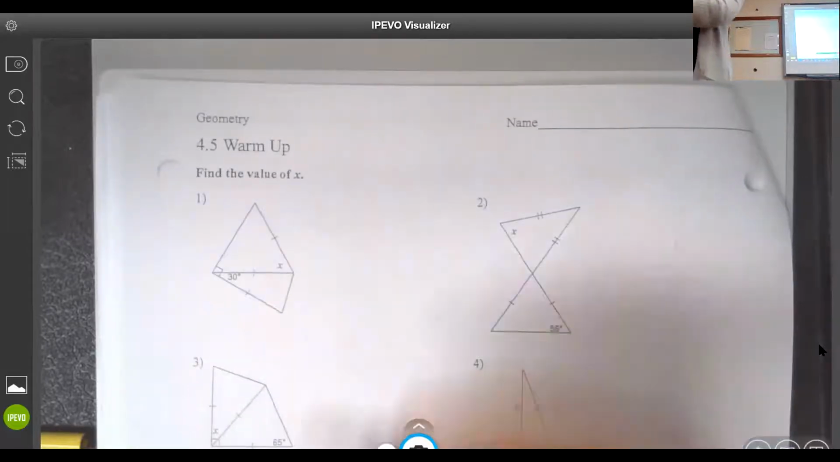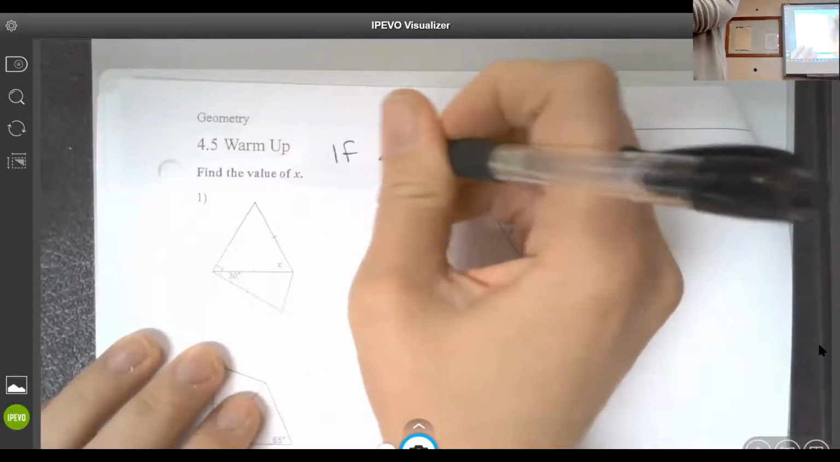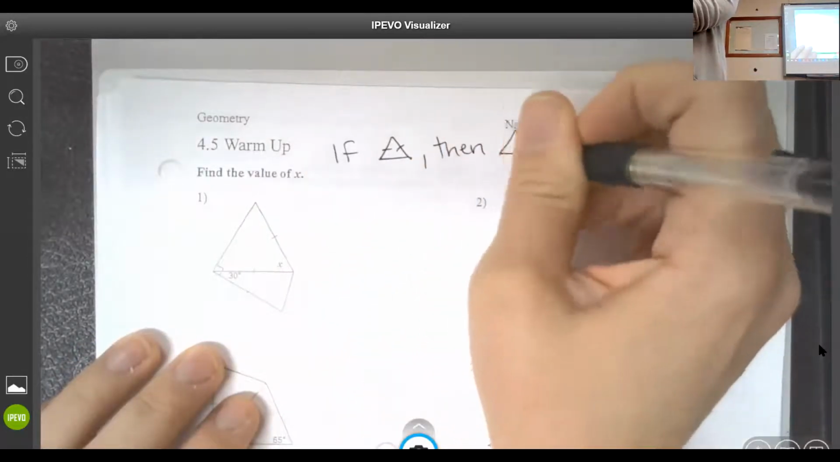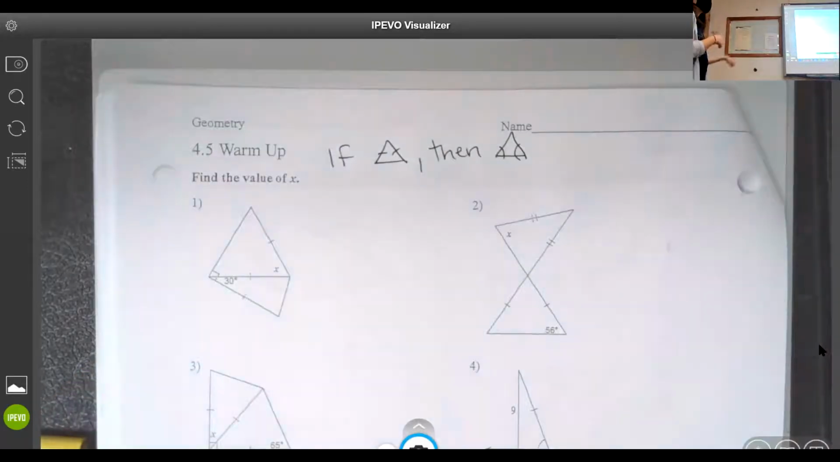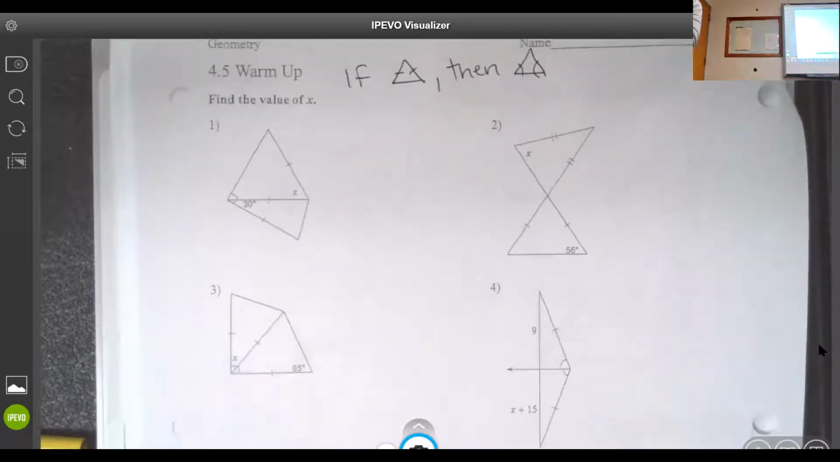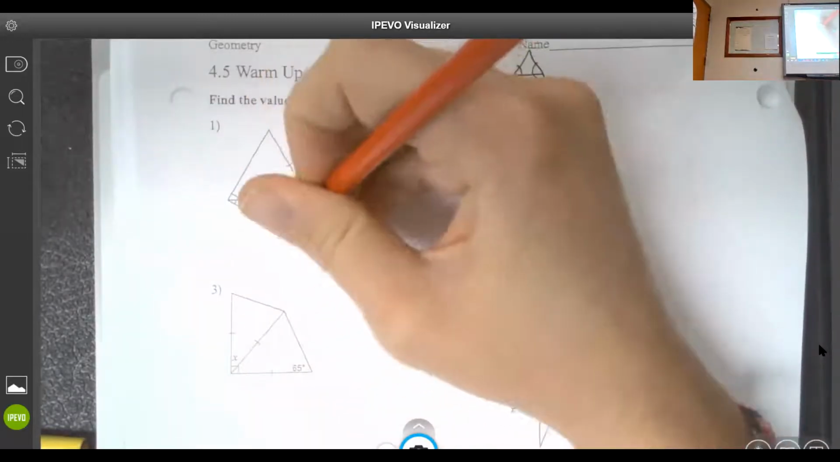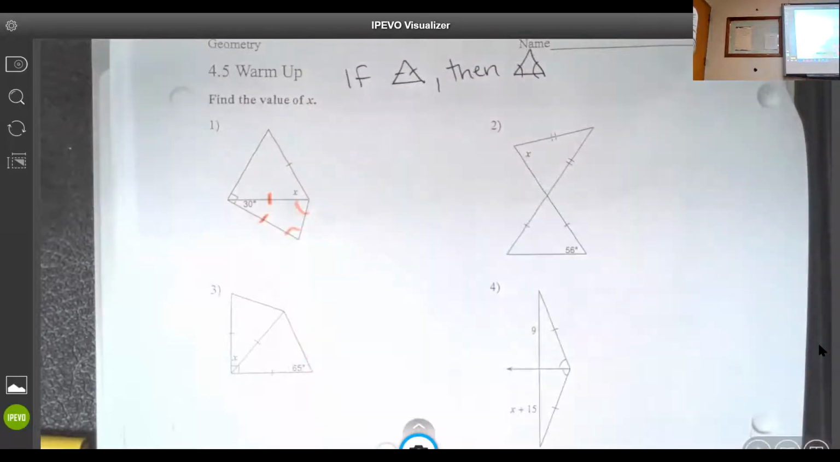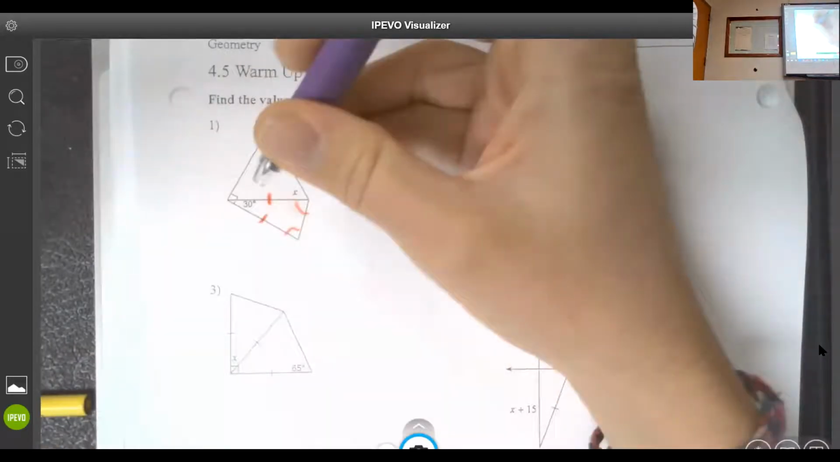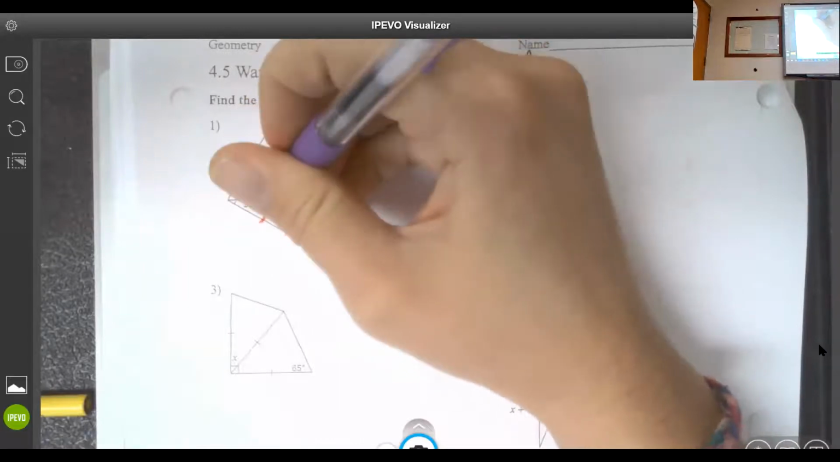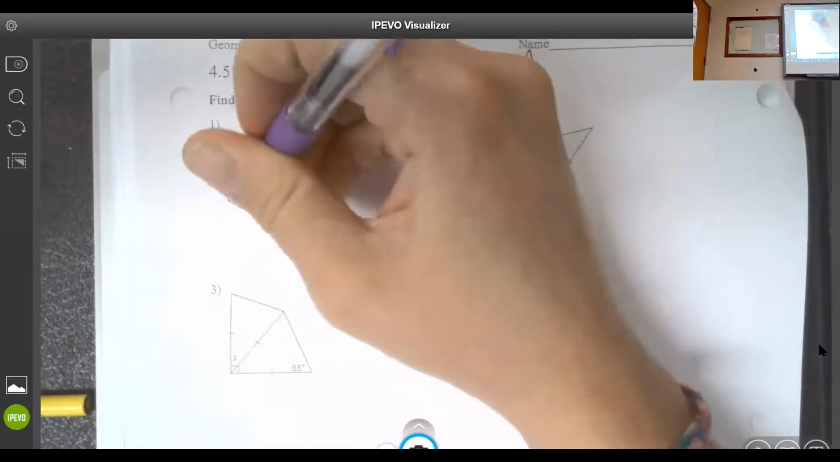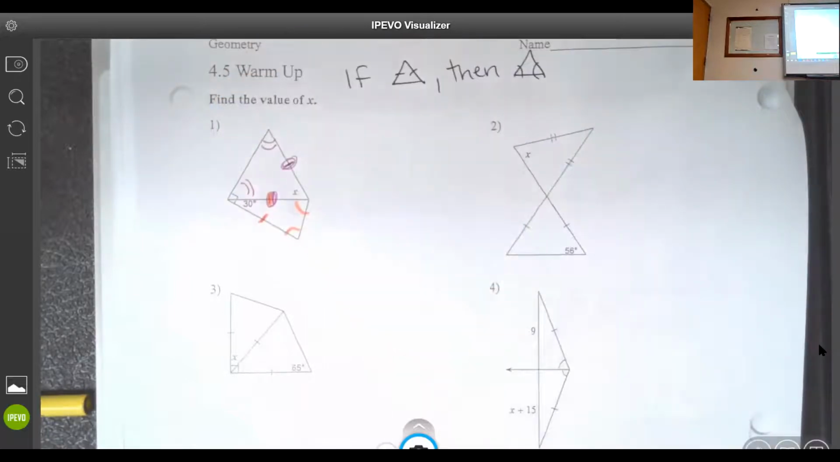On the homework, we were using this: if sides, then angles, or if angles, then sides, vice versa. Or if I have an equilateral triangle, then I know all my angles are 60. On this first example, I have sides here, so I know these angles are congruent, the base angles across from it. I also have sides in this triangle, so using this length and this length means these angles are congruent.